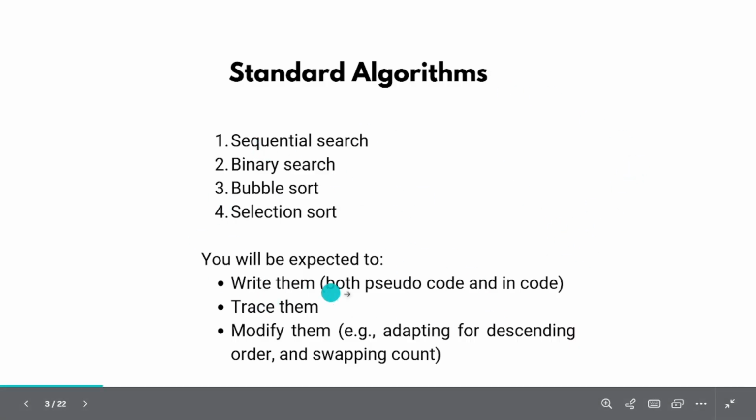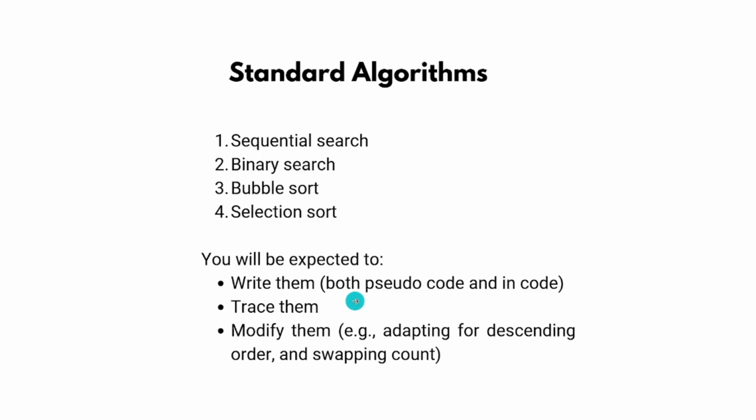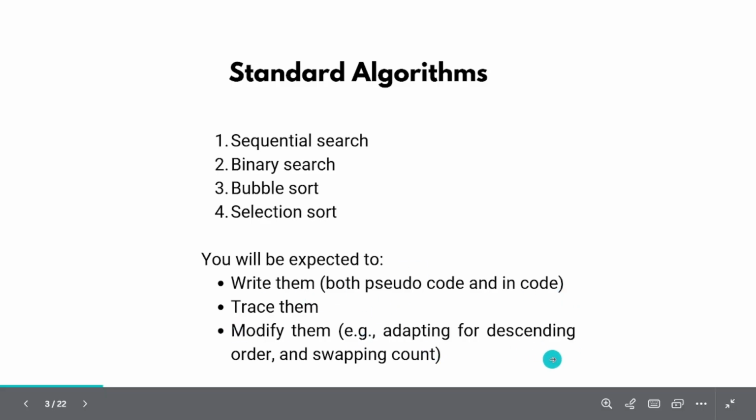So it's important to note you'll be expected to write these in pseudocode, not in code. You might be required to code it, but if you would like, you could use code like Java or Python, but IB notation pseudocode is completely acceptable, and if you need a refresher on how pseudocode works, go check out the last video. You'll be expected to trace them and modify them, like adapting for descending order and swapping count.